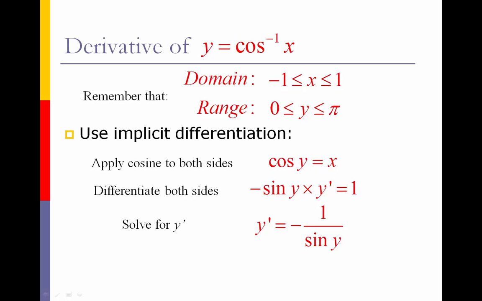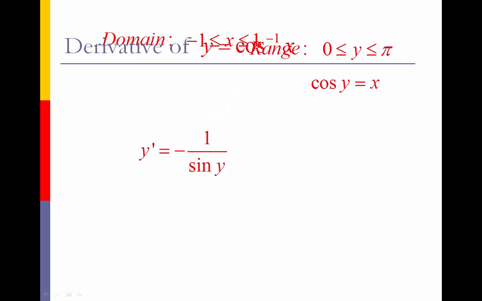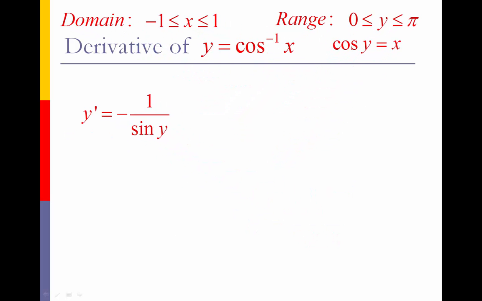So we need to change our y back to x, and you can tell that we're going to use the original function. This is where we're going to need the information about domain and range. The range for our inverse cosine function is between 0 and pi. In other words, y has to be between 0 and pi. But if y is between 0 and pi, the sine of y is always positive, because we're on the top half of the unit circle, and therefore the sine is positive.